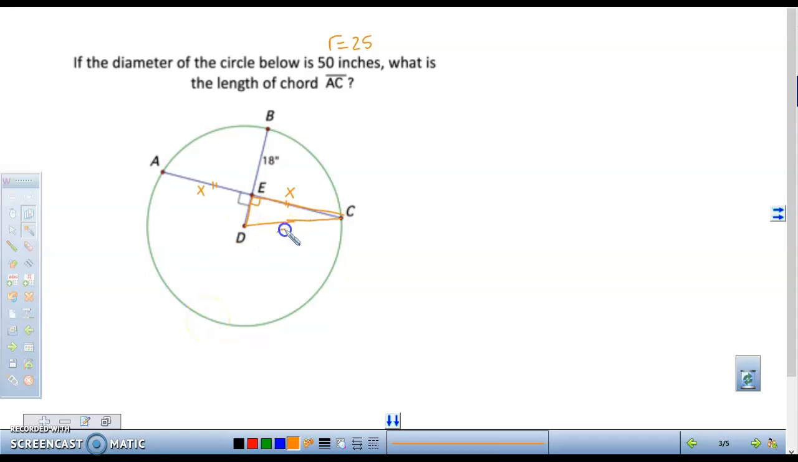Now I know the radius is 25. I know that in a circle, all radii are congruent to one another. So if DC is 25, that means BD is 25. And I already know that this part is 18, which means from E to D is 7. So what I have here is a right triangle, where this is 7, this is 25. And you can either set up the Pythagorean theorem to solve for x by doing x squared plus 7 squared is 25 squared. But I know my Pythagorean triples really well, so I know x is equal to 24.